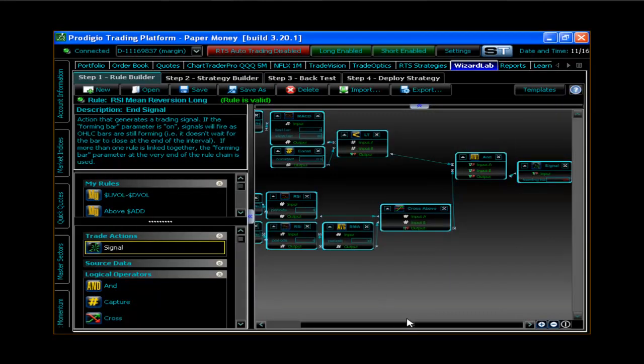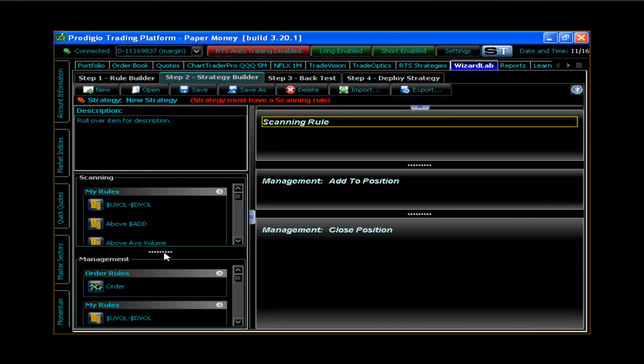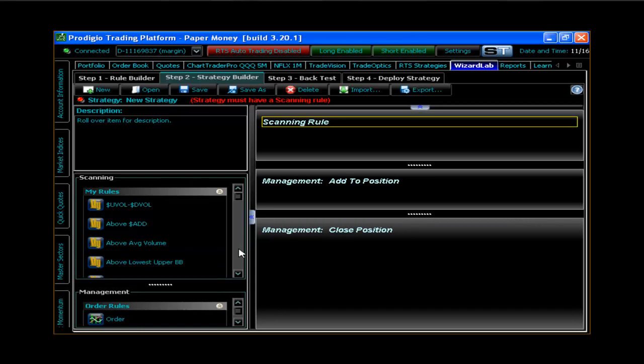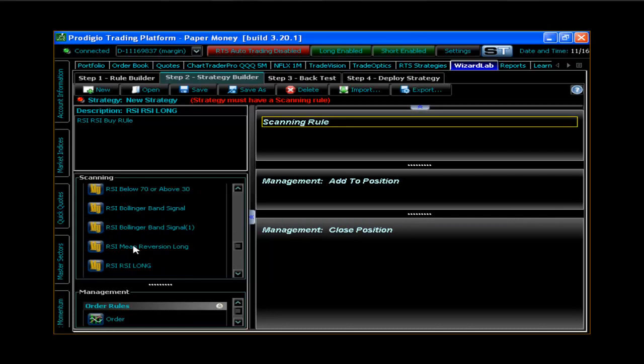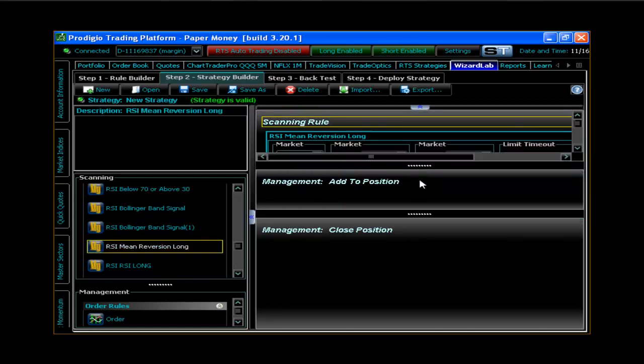And in order to deploy this into trade optics, I'm going to go to step 2, my strategy builder. Right, I'm going to go down into RSI. Let's see here. RSI mean reversion long.